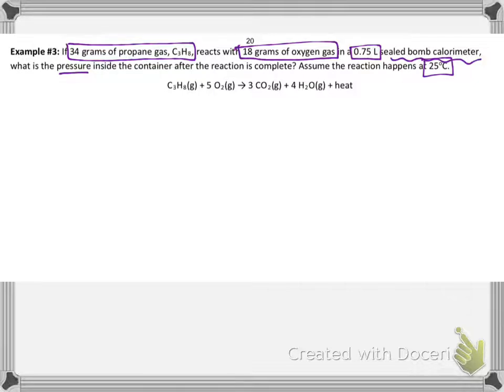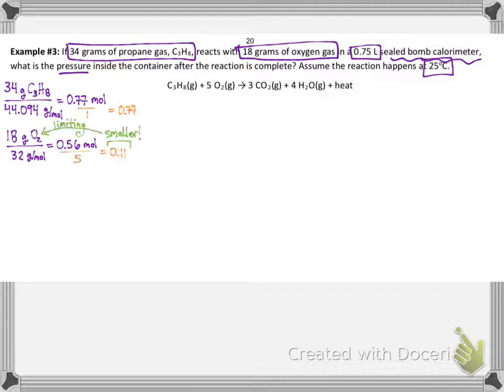Let's convert our givens into moles since they're both in grams. Well, converting to moles is quick, divide by molar mass. So I have 0.77 moles of my propane and 0.56 moles of O2. Don't forget, you can't just compare these numbers. You need to compare the numbers after we divided by the stoichiometric coefficient. Turns out it is still definitely going to be oxygen gas that's limiting.